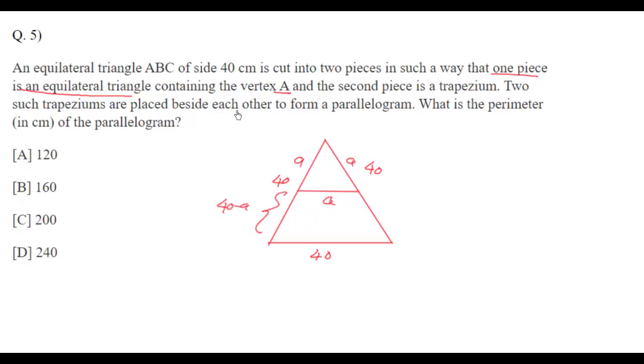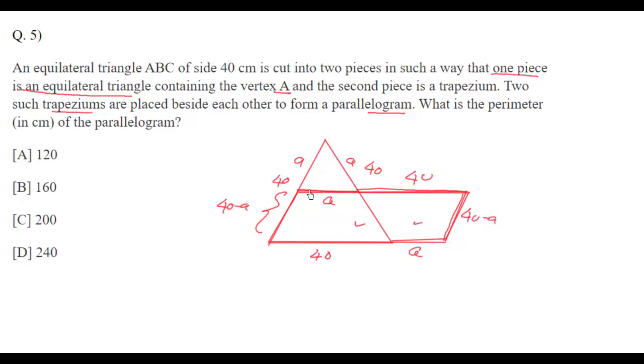Fine. Further, it says that the trapezium so formed, two such trapeziums are placed beside each other to form a parallelogram. So this is one of the trapezium and one more trapezium is put such that they form a parallelogram. So this is one and this is the second trapezium. So this becomes the parallelogram as you can see. This entire thing will become the parallelogram, right? Since this is just a mirror image or the exact same trapezium, this length would be this length, right? And this entire length would be 40 and this length would be this length, which is 40 minus a.